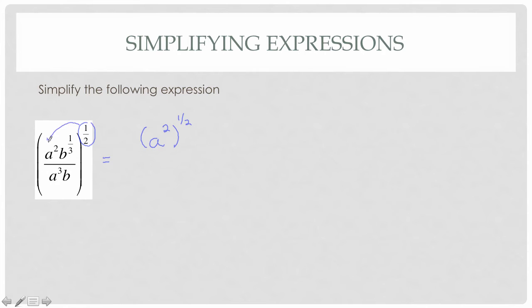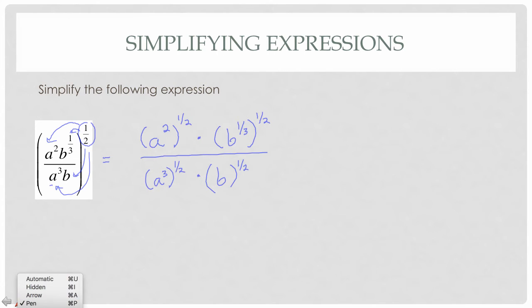So I'm going to apply that there, times b to the 1/3, but then it also gets the 1/2 power, all divided by, we have a to the third on the bottom there, but that gets the 1/2 power, times b, and that gets the 1/2 power. So when you have parentheses and an exponent around the parentheses, everything inside gets that exponent.